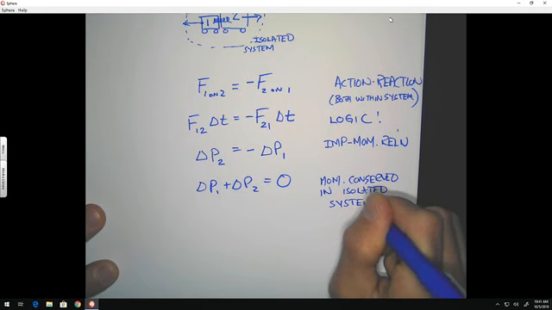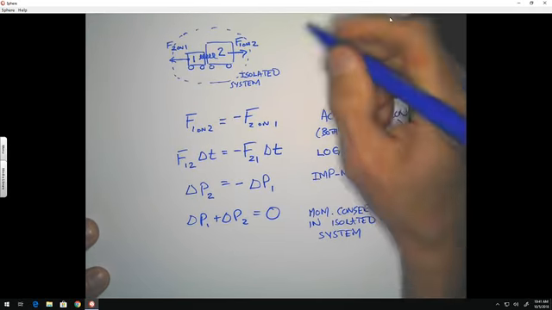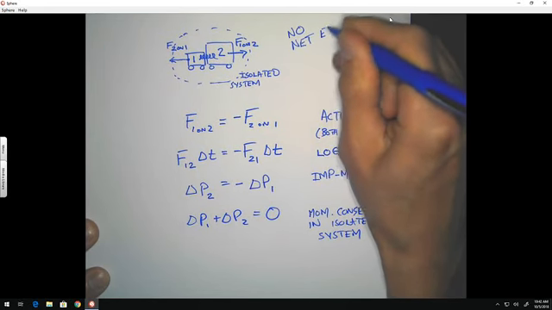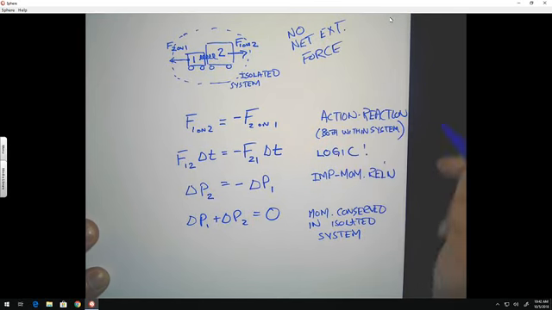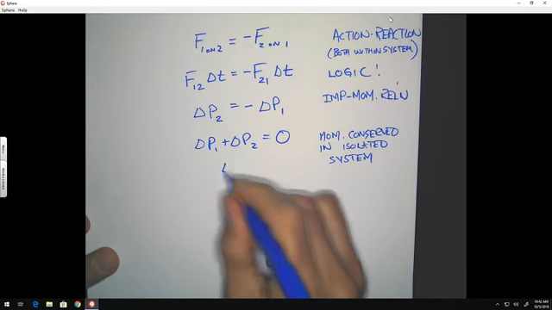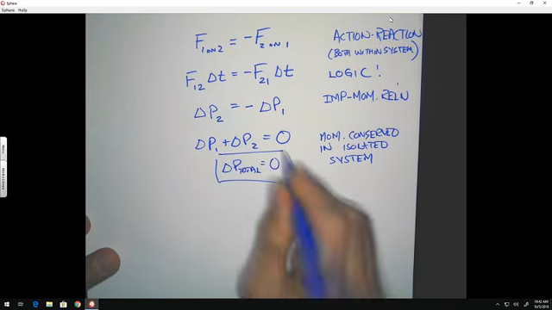Okay? And it's important to remember that the system is isolated because there's no net external force, meaning nothing is coming from the outside. So these carts should be completely isolated. That's basically the idea here. So there should be no overall change in momentum, and so momentum should be conserved.